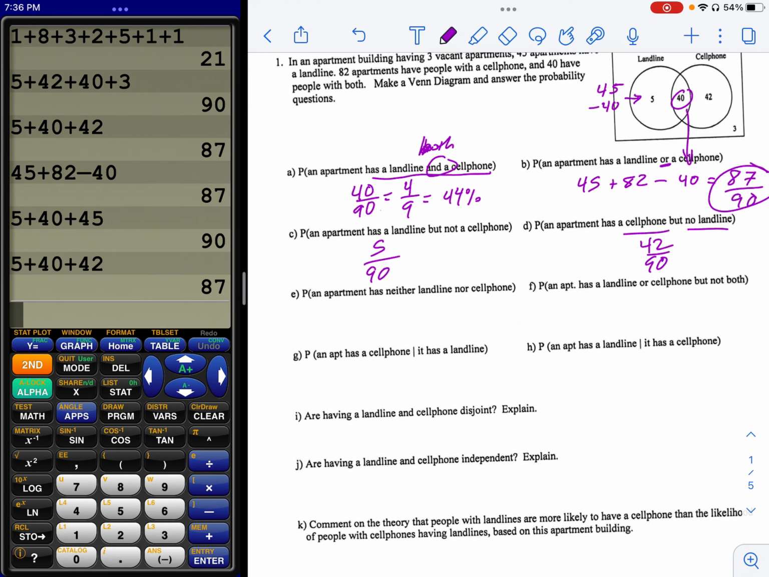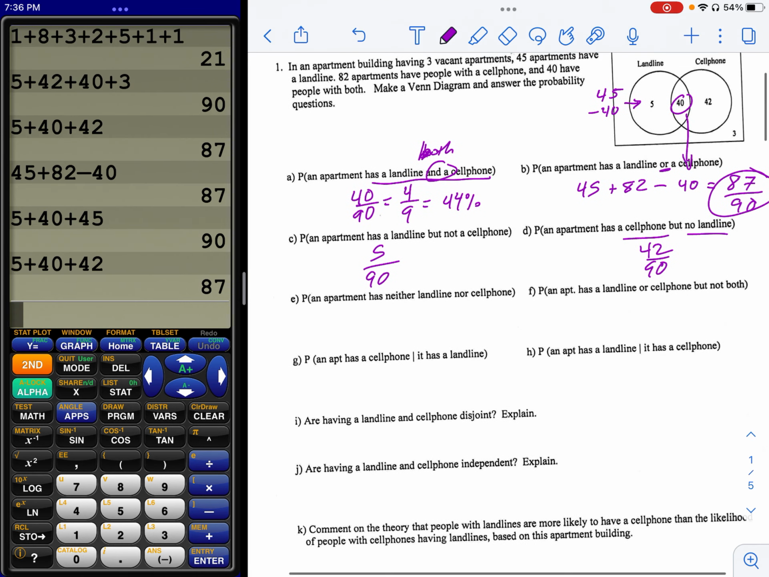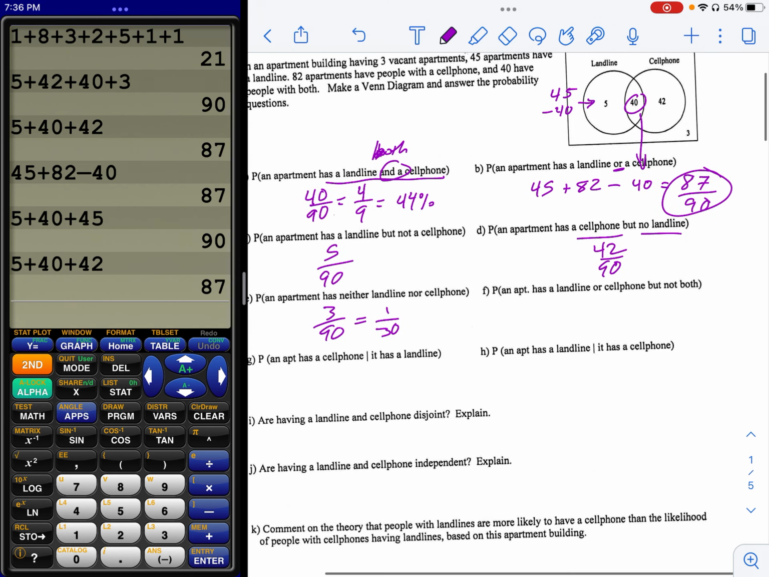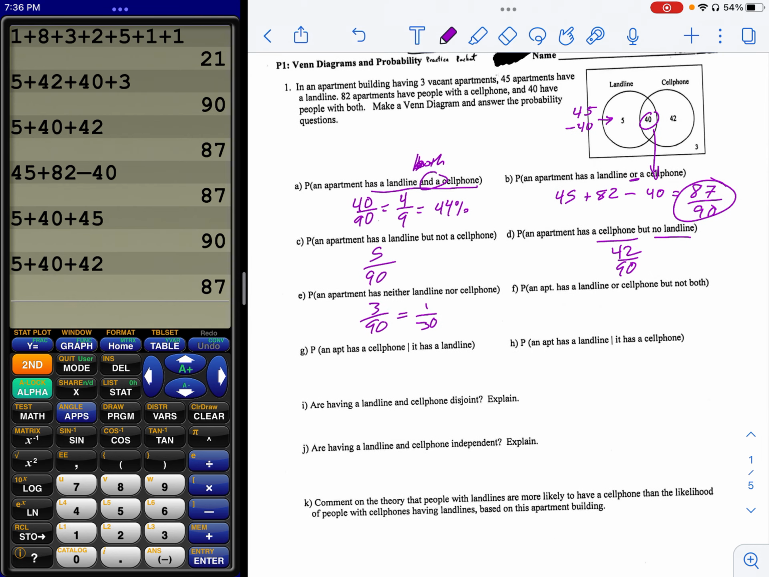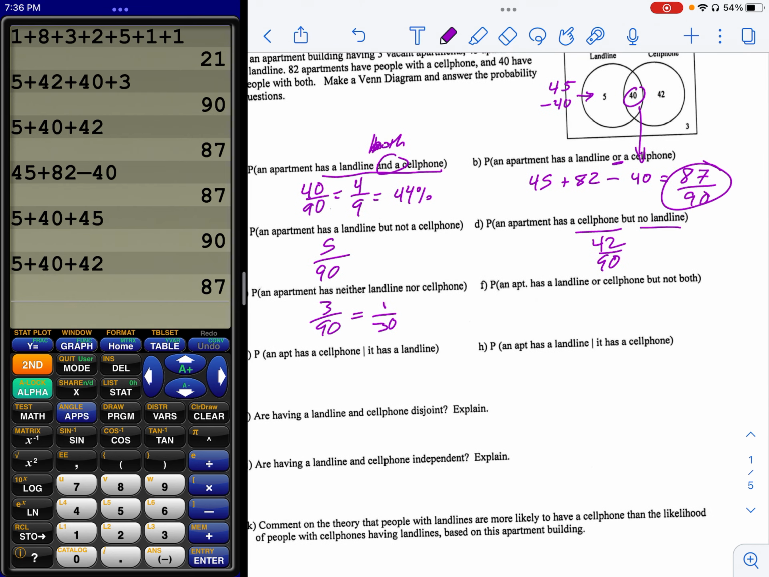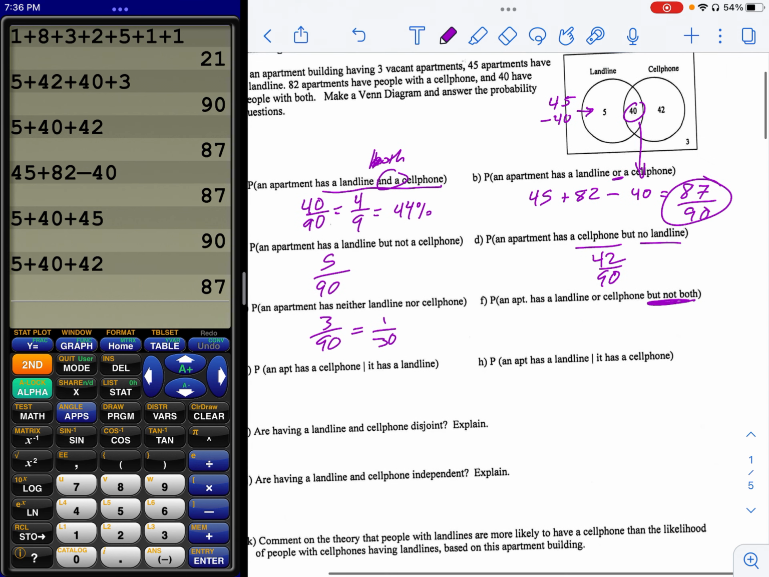Then E. An apartment has neither one. Where are the apartments that have neither? Those are the 3 on the outside. 3 out of 90, or 1 out of 30. F. An apartment has a landline or a cell phone, but not both. So really, that's saying they have this or they have this, but they cannot have both. So that's 47 of them.